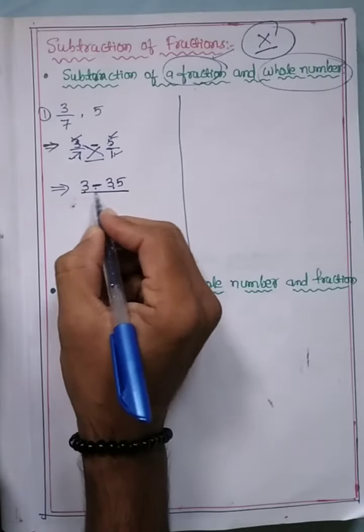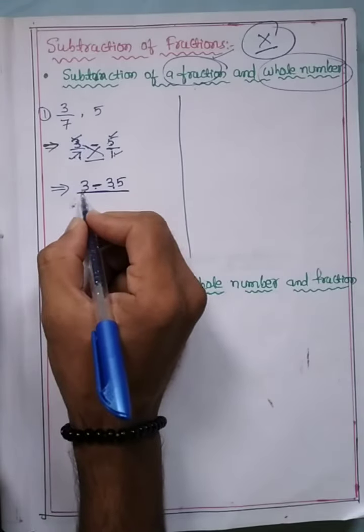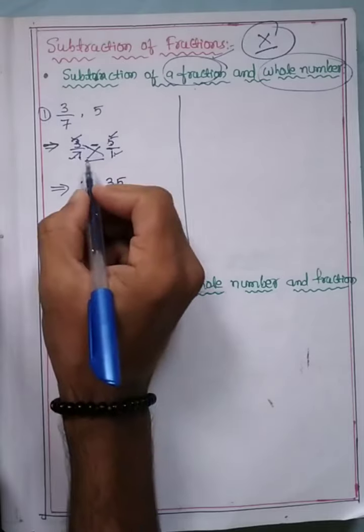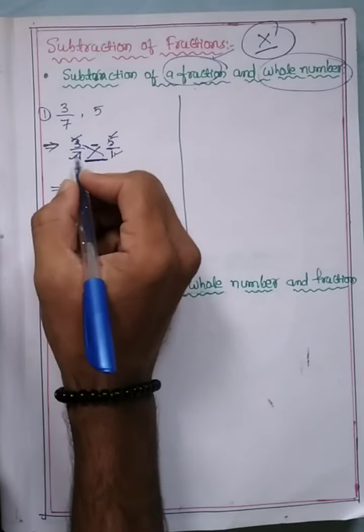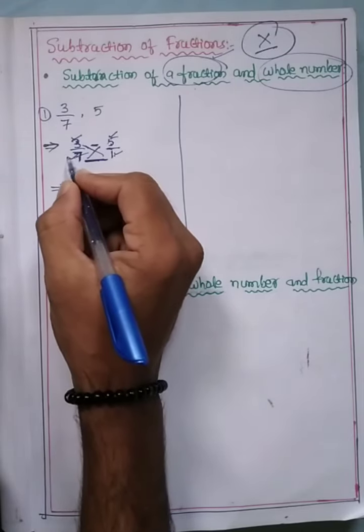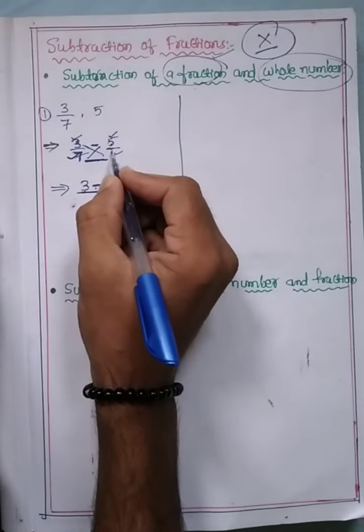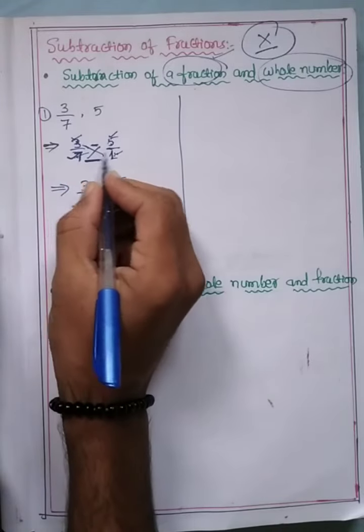Take a line, this is the division symbol. So take this division part. Then denominator into denominator. What is my denominator here? The denominator is 7 and there is 1. 7 ones are 7.